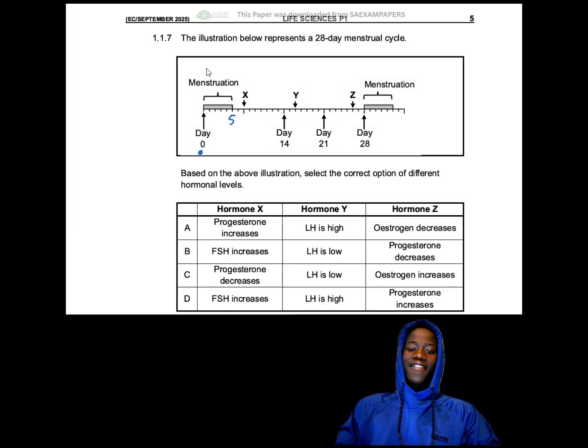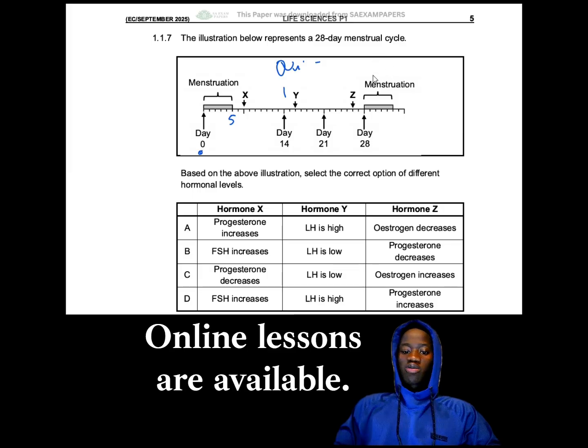approximately day 5, there is a process of menstruation that is occurring. And we know that the process of menstruation is the shedding of the endometrium, right? Now, after day 5, we have day 6, and then we have X to represent a day or an event that is occurring during the menstrual cycle. Then we have day 14, which we know is the day of ovulation, right? Then we have Y, day 21, Z, and then another menstrual cycle begins on day 28.